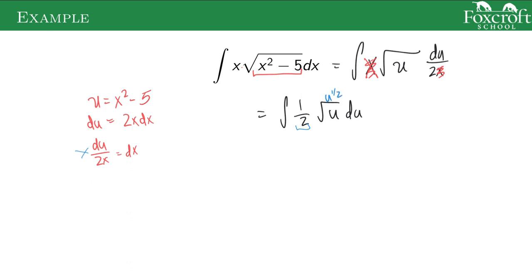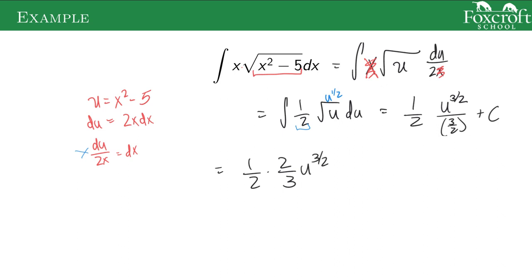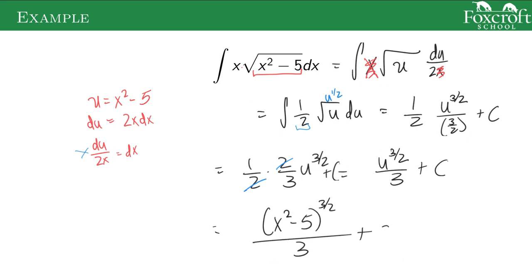Remember u is u to the 1/2, and this 1/2 is just going to stay. U to the 1/2 turns into u to the 3/2 divided by 3/2. All right, and that's the same as multiplying by the reciprocal. And those 2's are going to cancel. Oops, I forgot the plus c here. And now that I simplified a bit with the simple u, I can go back and remember what u actually was. U is x squared minus 5. Again, a little complicated, but it's the same steps every single time.